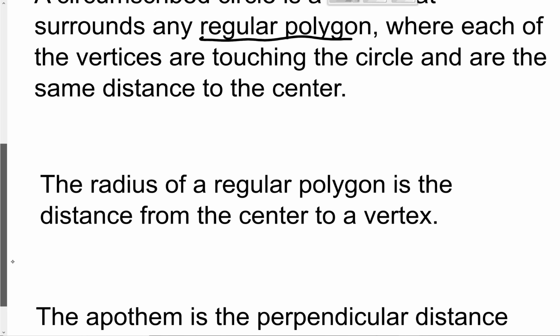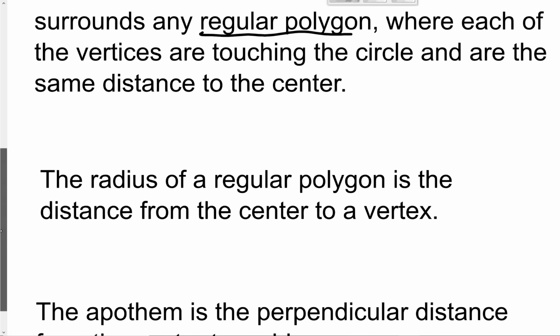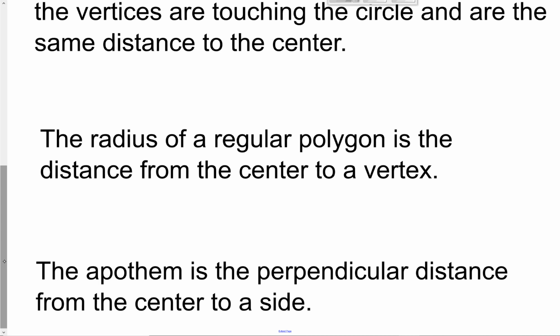Also, here's the radius. A radius is from the center to the vertex or to a corner. And then the apothem is a perpendicular distance. So perpendicular means it's creating a right angle at that bottom, but it's going from the center and it's going to come perpendicular, create a 90-degree angle there, a right angle, and it's going to bisect this side. Okay, so that's called the apothem.